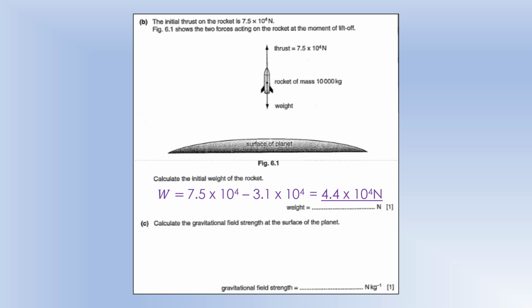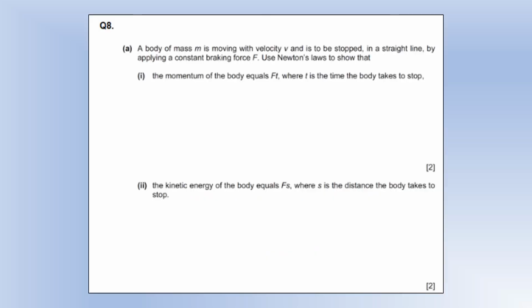So then if we want the gravitational field strength, we just divide that by the mass of the rocket, giving us 4.4 meters per second squared. Because it's field strength, it's usually expressed as newtons per kilogram, but newtons per kilogram and meters per second squared are in fact the same unit.